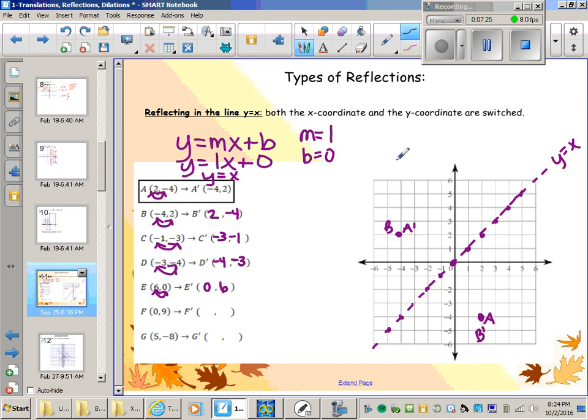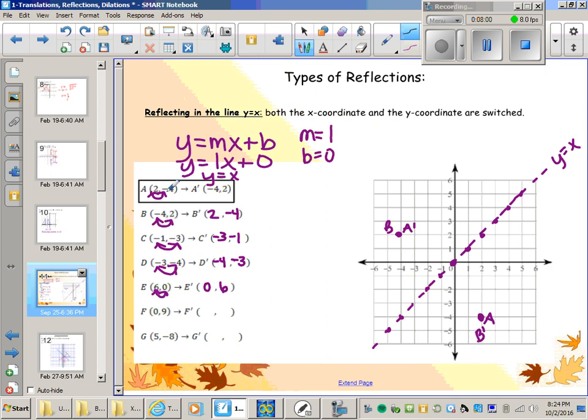Another type of reflection is reflecting over the line y equals x. And both the x-coordinate and the y-coordinate are going to be switched whenever you flip across the line y equals x. And remember, just like we talked about, this is an equation in slope-intercept form, but in this case, the b value is 0 because the line y equals x does not have another y-intercept. So that line is going to look like what I've plotted over here. So we have the line y equals x plotted.